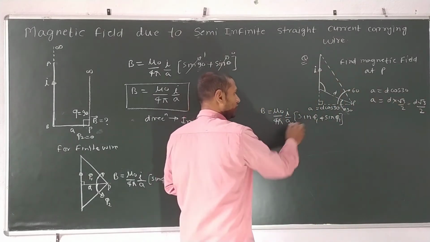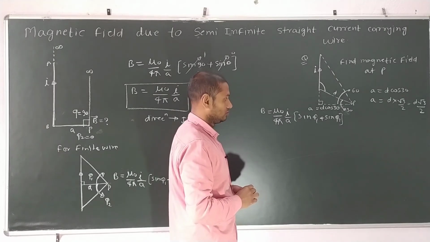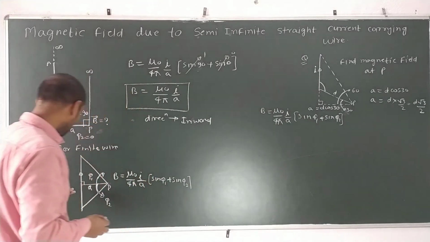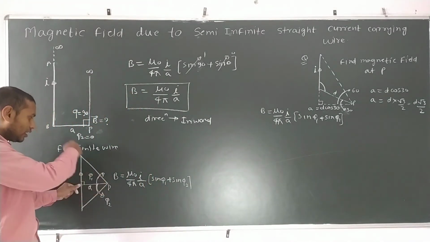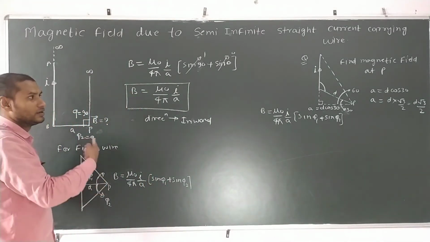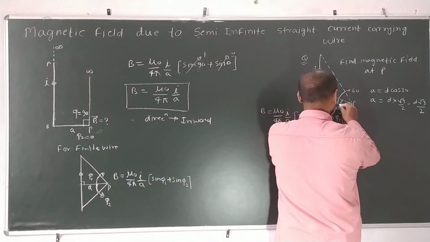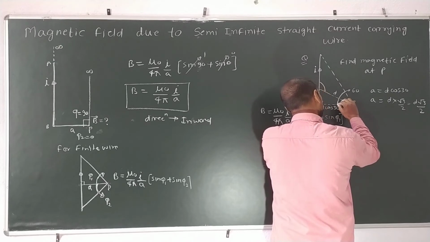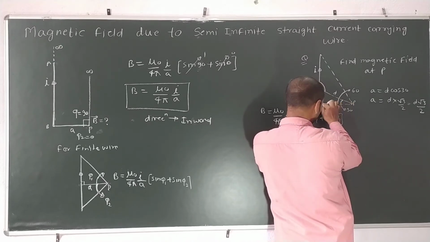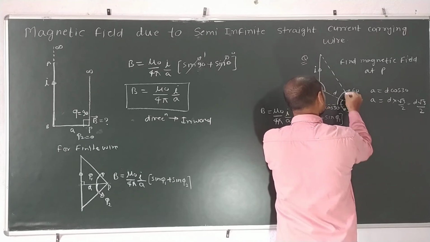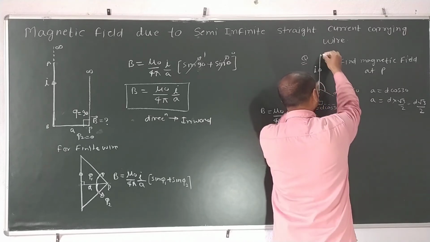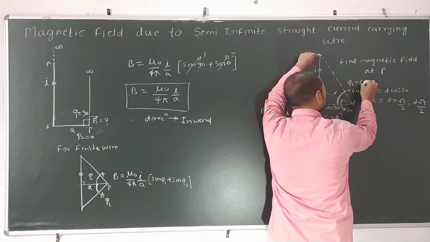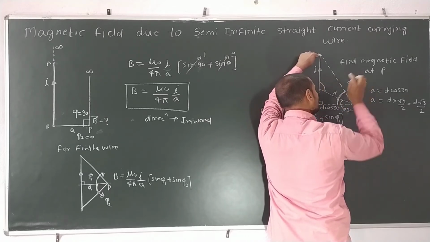Again, we have to find out the value of phi 1 and phi 2. Phi 1 is the angle between the perpendicular distance and the line joining one end. If you connect this perpendicular distance and this line joining one end, you find the value of phi 1. Phi 1 becomes how much? 60 degree, that is given already. So phi 1 becomes 60 degree.